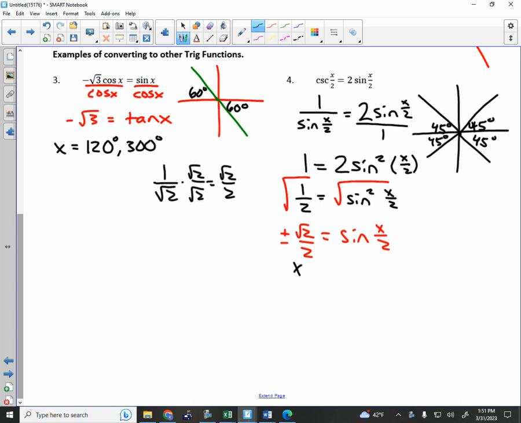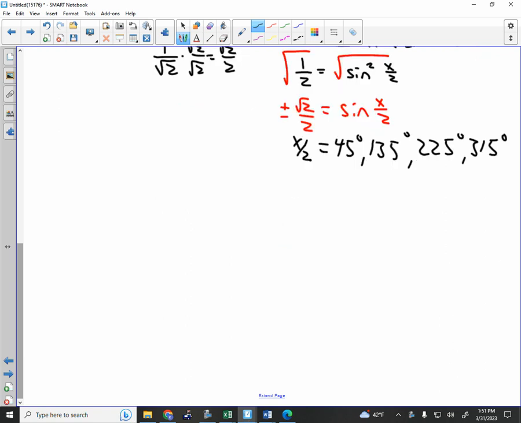And so I get x over 2 is equal to, what are my 4 angles? Not quite. Multiplied by 2: 90, 270, 450, 630.